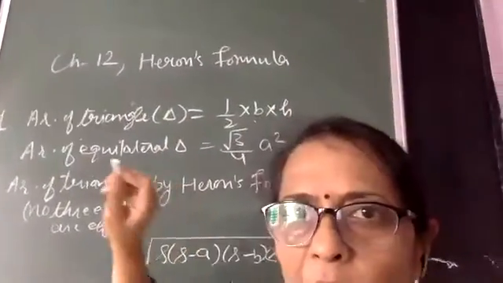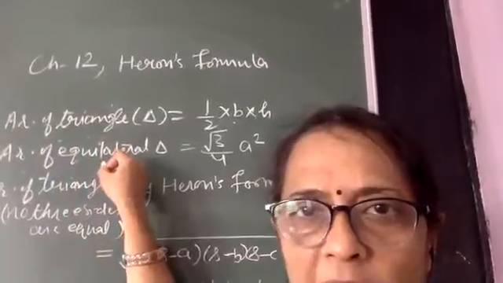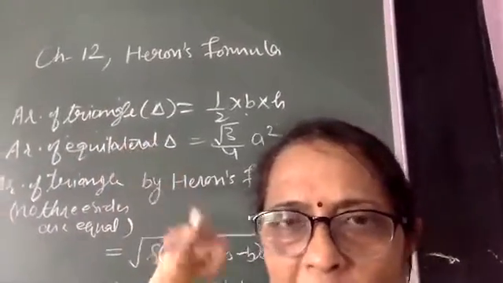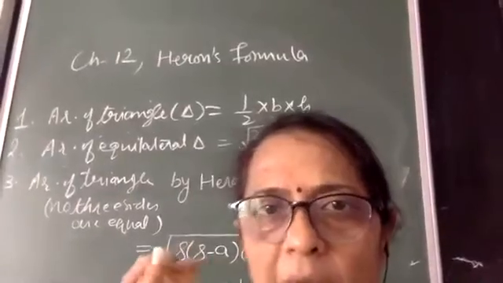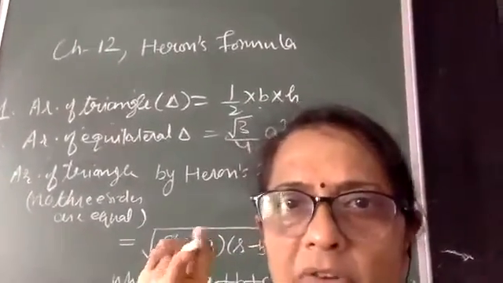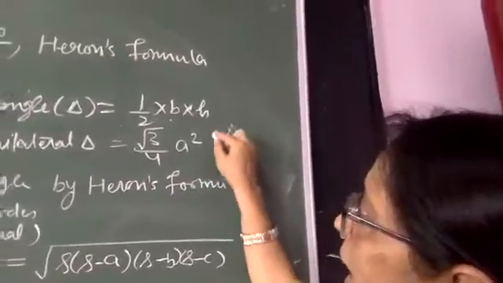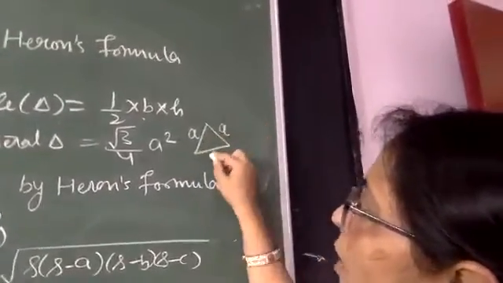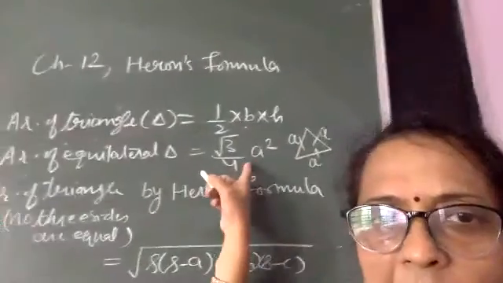Now, second formula, which is the formula to find out area of an equilateral triangle. All of you must be knowing what is an equilateral triangle. A triangle with all three sides equal is called an equilateral triangle, right? So suppose if I draw here this as equilateral triangle, if this side is A, this will also be A and this will also be A. Why? Because here it is an equilateral triangle.